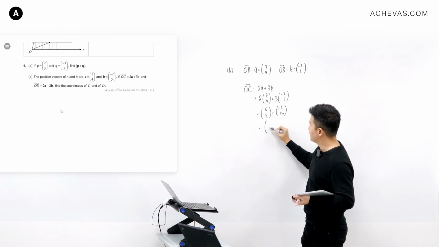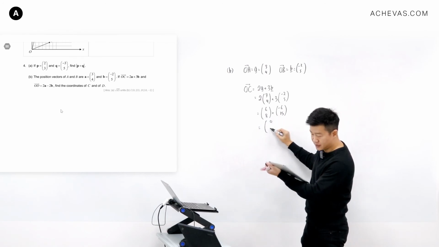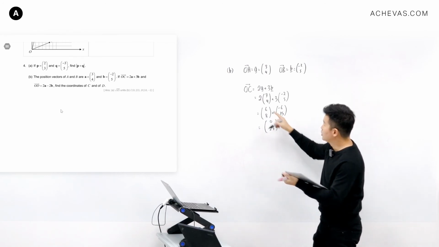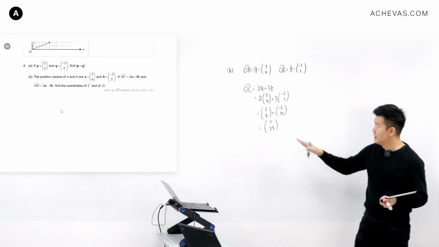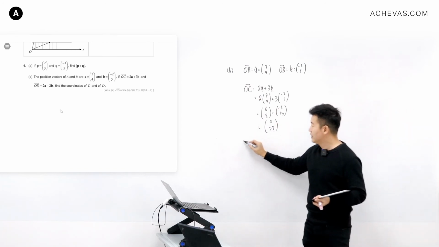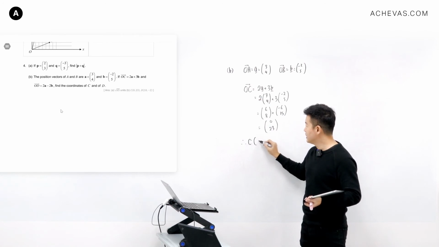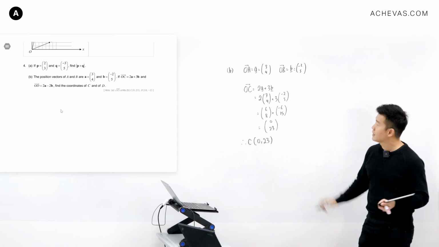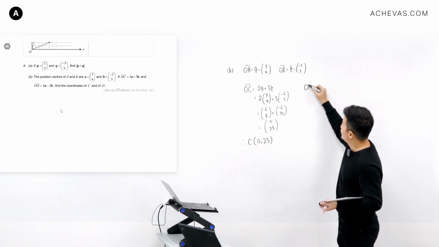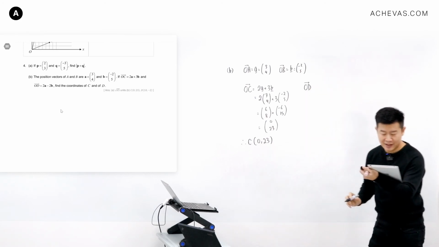So this is going to be 0. This is equal to 23. So the column vector of this position vector OC is 0, 23. Therefore, we know that C is 0, 23. Let's try OD. It is going to be the same thing.